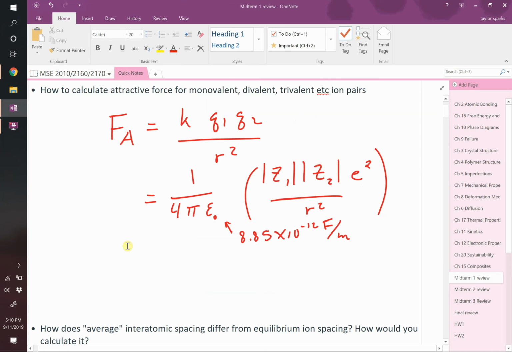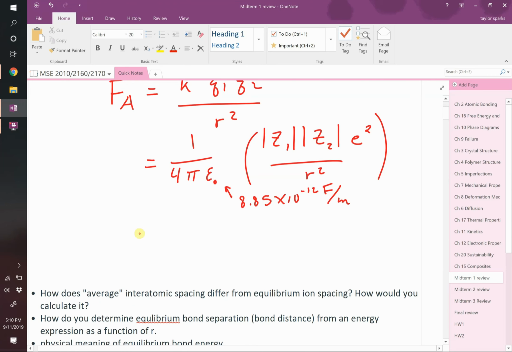So let's plug in these units, right? We want to end up with the units of force, which is going to be newtons, right? And right now, let's plug in everything with units and make sure that we cancel it out correctly, okay? So what's 1 divided by 4 pi epsilon naught? 8.99 times 10 to the positive 9? And that's going to be units of meters per farad?